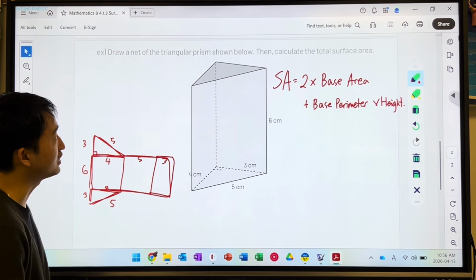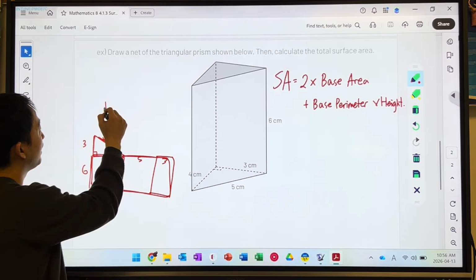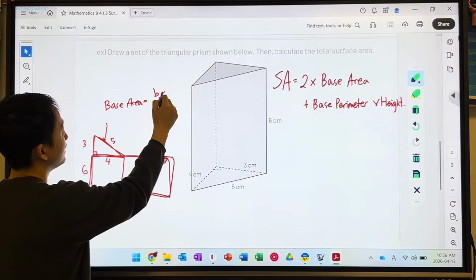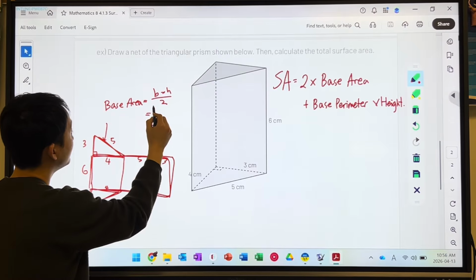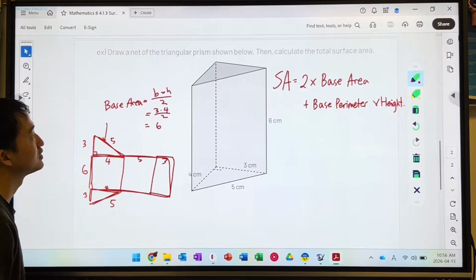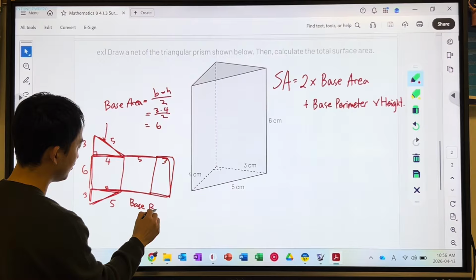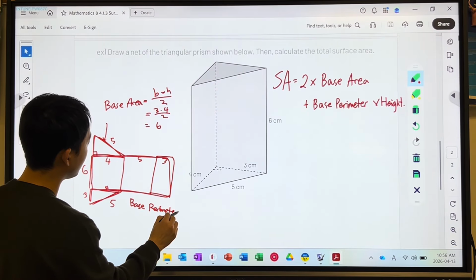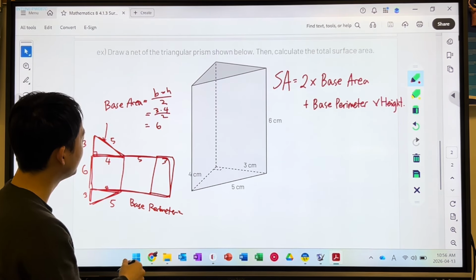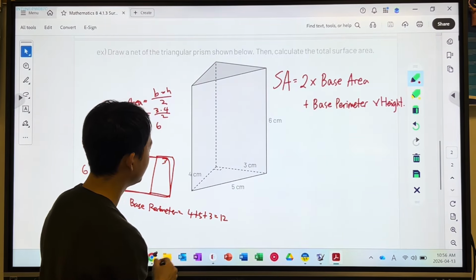So let's calculate each part. The base area here, well, obviously this is the triangle, so base area is base times height divided by 2 for a triangle. So that's 3 times 4 divided by 2, which is 6. And also the base perimeter is simply adding all the dimensions together. It's going to be 4 plus 5 plus 3, which is 12 centimeters.